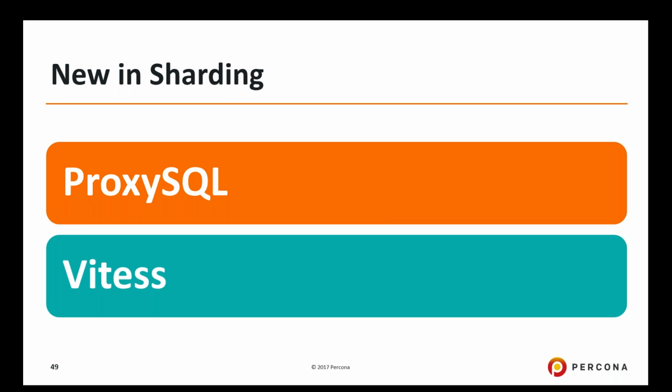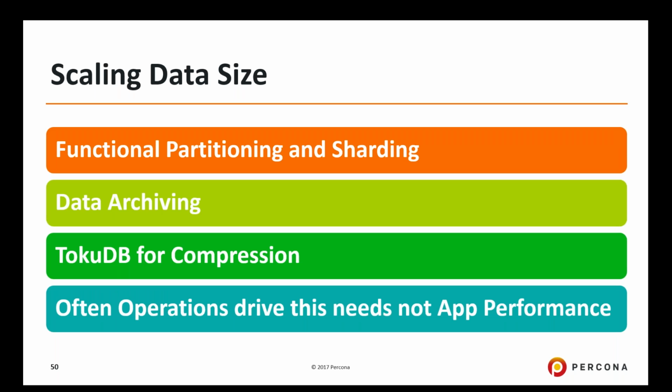Another solution is Vitess, which was recently updated to support the native MySQL protocol, and I think that is a very cool technology you may want to evaluate if you are considering implementing sharding for MySQL. Now, scaling data size. With data size, you may want to consider these things. One, as I mentioned, functional partitioning is a very obvious choice.